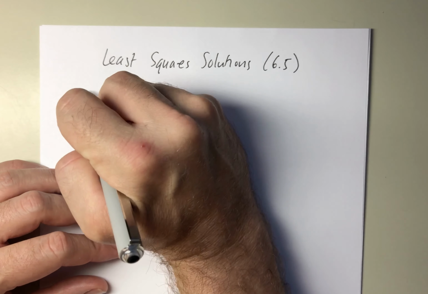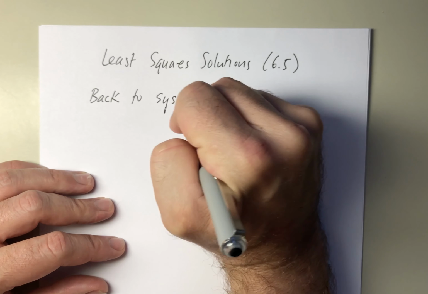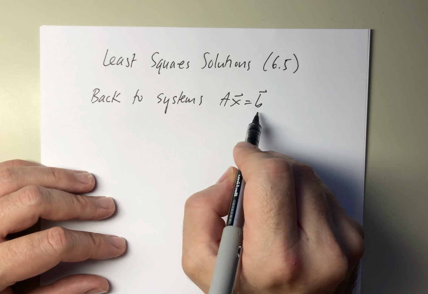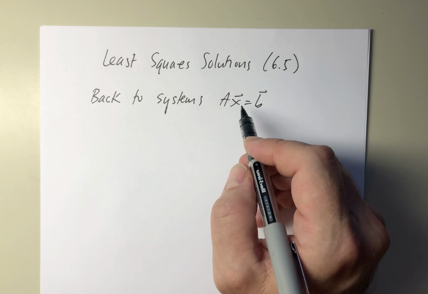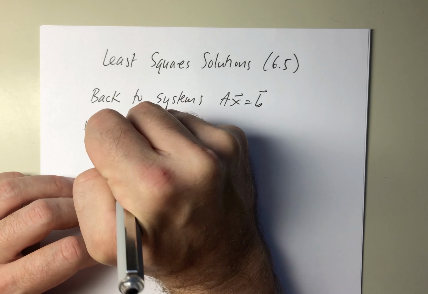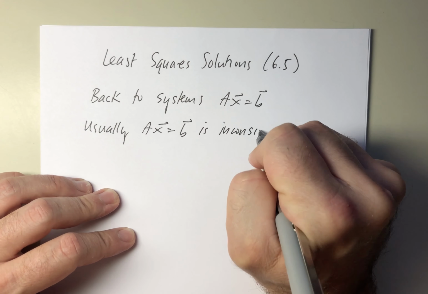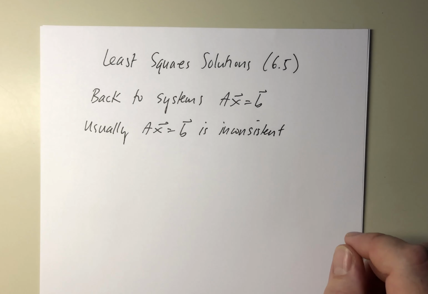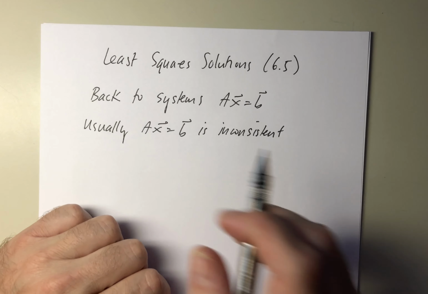What's nice is that this comes full circle, because we're going to come back to solving systems of the form Ax equals b. This is the coefficient matrix A, b is a vector that you can think of as the right-hand side of a system, and x is the unknown. Usually, in the real world, Ax equals b is inconsistent, it doesn't have a solution. If you're using a model of population or other economic theory, and you set up a system of linear equations, it's going to be inconsistent.